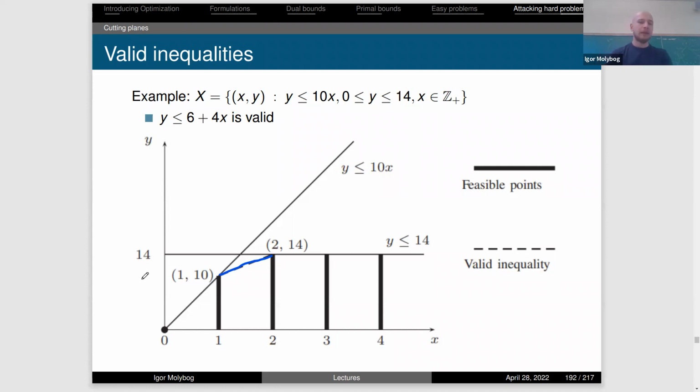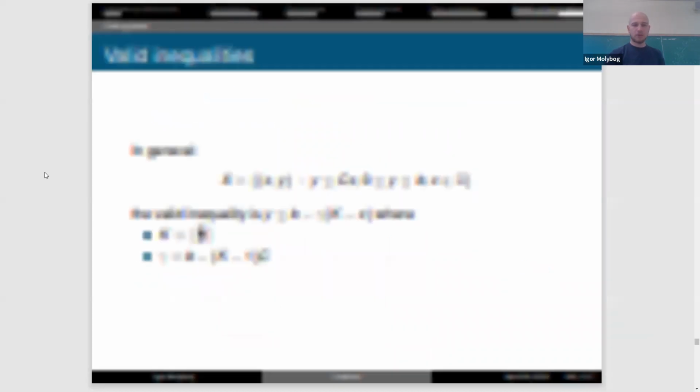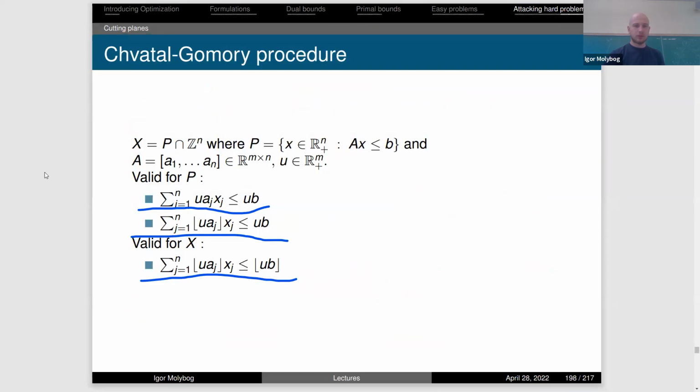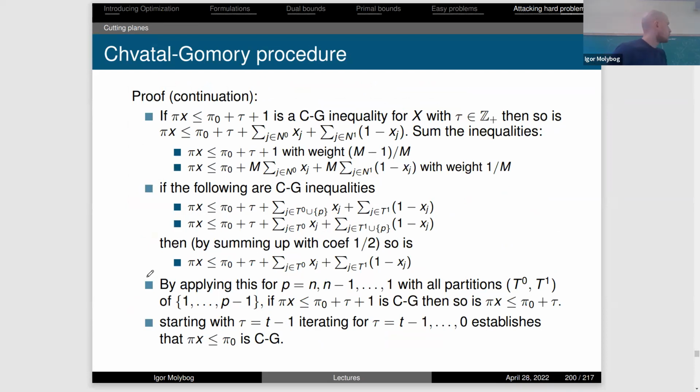But an inequality like this would be valid for both P and X, and that's something that you can construct just using these two CG inequalities over here. So these two are constructing valid inequalities for P, and this one constructs inequalities for X, but altogether they can construct any inequality for X just by combining them together. This is something that has been proven during the lecture, I think it's the lecture two weeks ago.